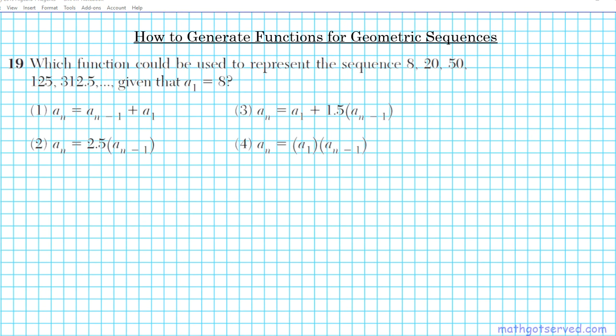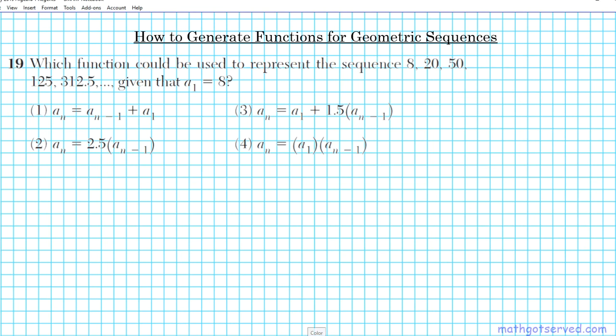Alright, let's take a look at question 19. In this one, we'll be assessed on how to generate a function for geometric sequences. Question 19 reads: which function could be used to represent the sequence 8, 20, 50, 125, 312.5, and on and on, given that a1 is equal to 8. a1 is the first term, okay?